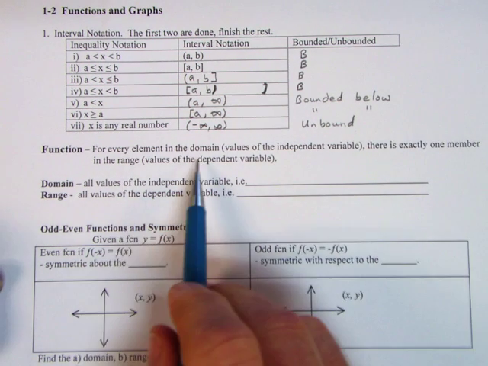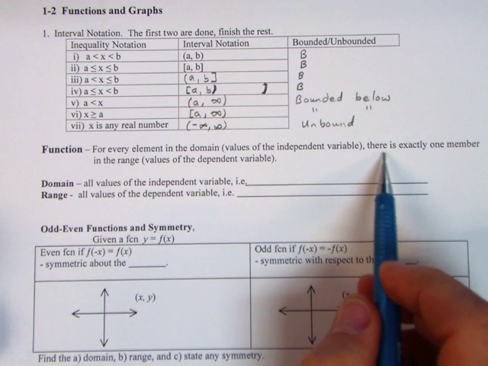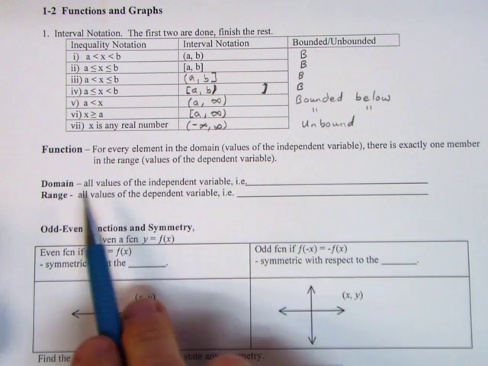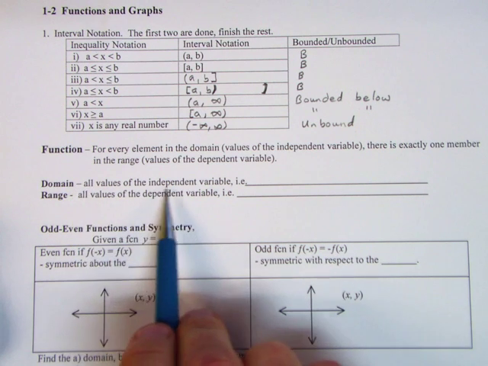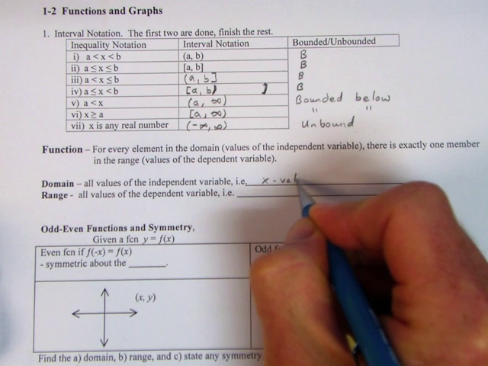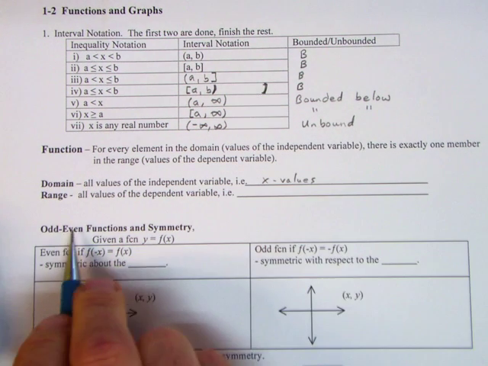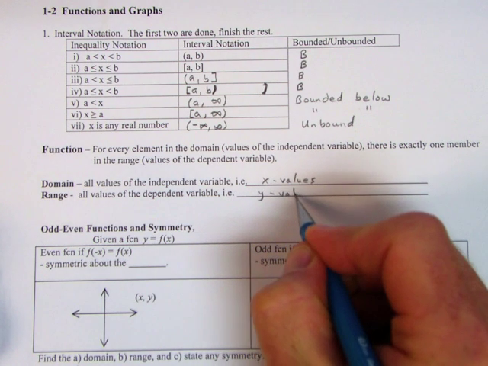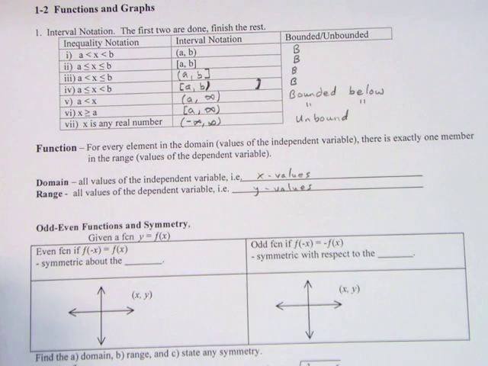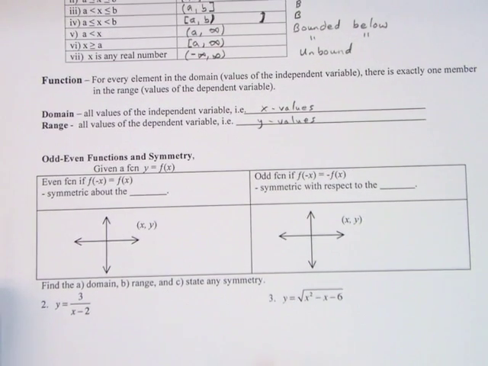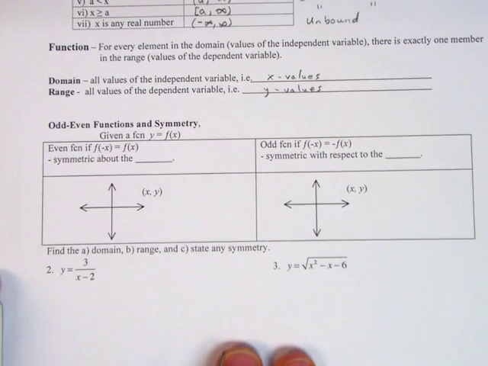A function. For every element in the domain, values of the independent variable, there is exactly one member in the range, values of the dependent variable. Domain, all values of the independent variable, i.e. x values. Range, all values of the dependent variable, i.e. y values, is what we typically deal with. Since this is all review, I'm going to go through it fairly quickly.